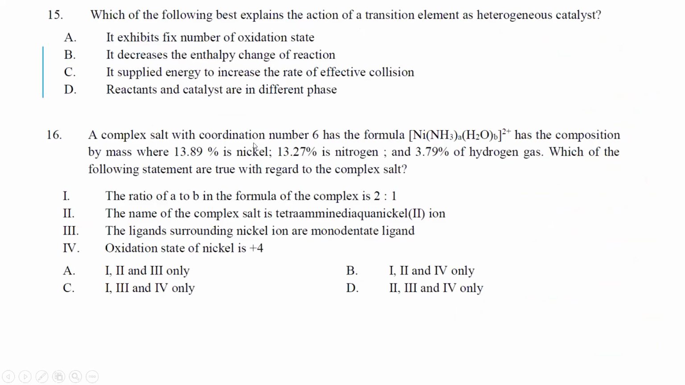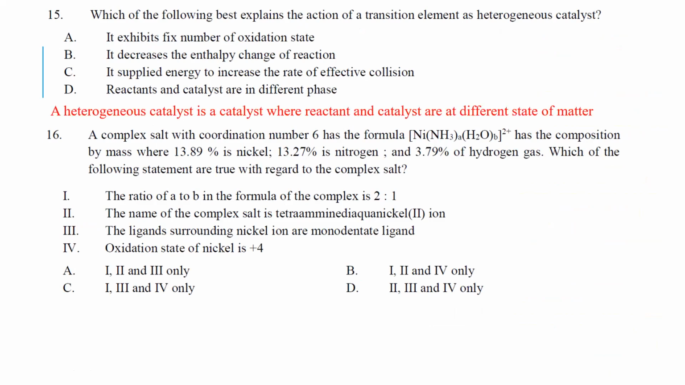Immediately we go to number 15. Which of the following best explains the action of a transition metal as a heterogeneous catalyst? Number 1, have a fixed oxidation state, which is wrong, as they have many. Number 2, it depresses the enthalpy change of the reaction, which it does not. A catalyst does not alter the enthalpy change of a reaction. It will only alter the rate.